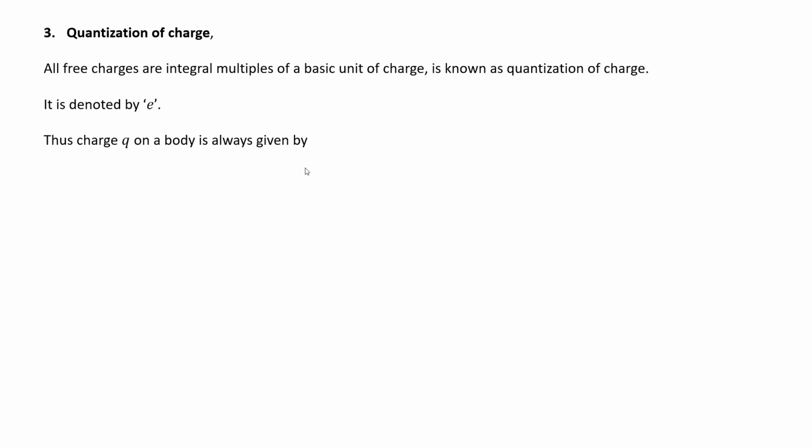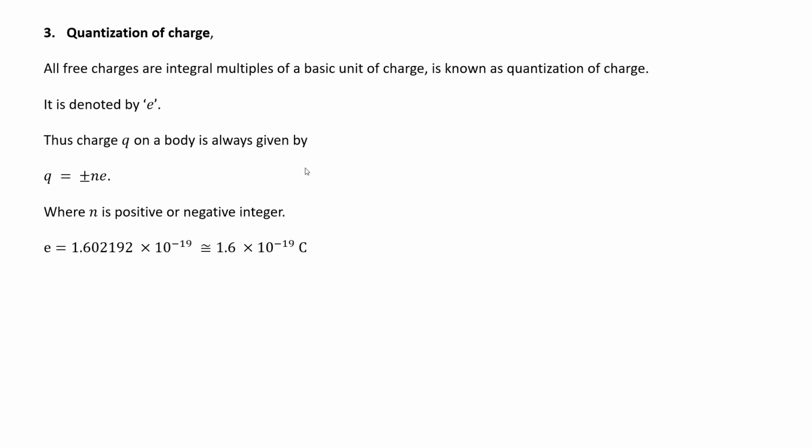Thus the charge q on the body is given by q is equal to n into e. So what is the e value? The e value is found to be 1.602192 into 10 raised to minus 19 coulomb, approximately equal to 1.6, or rounded off, 1.6 into 10 raised to minus 19 coulomb. So this is the lowest value, and that is called quantization of charge.